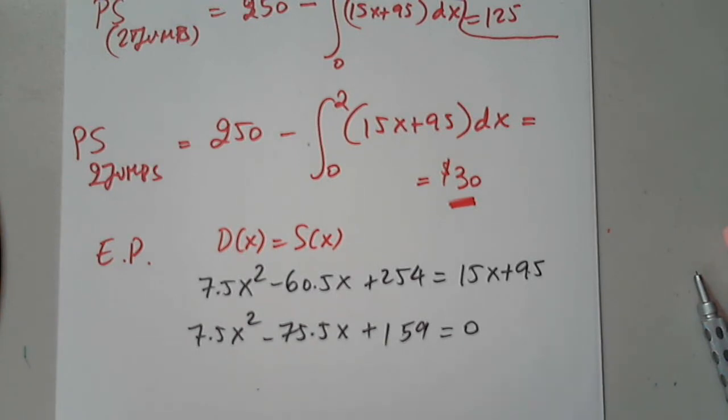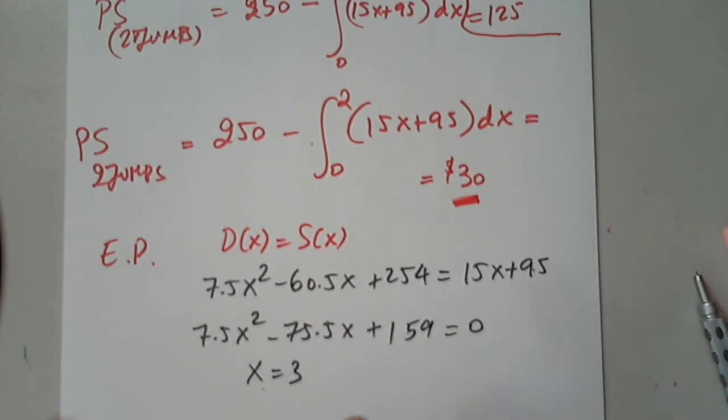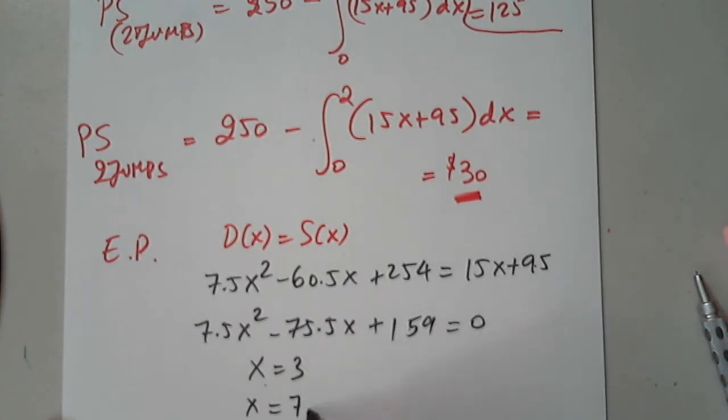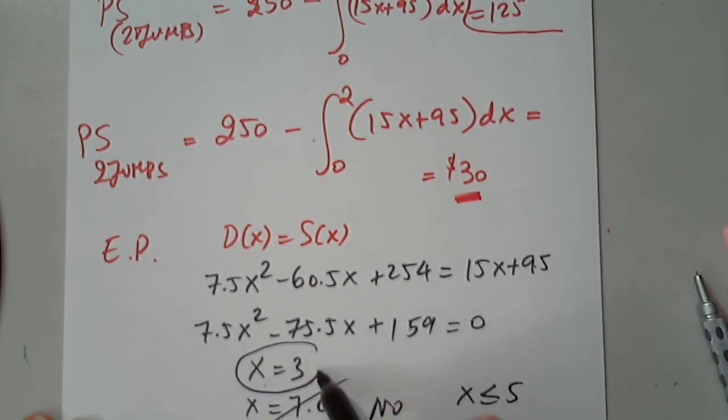So now solve. Okay, so x equals 3 jumps. They said not more than 5, so the other one, 7.06, you can disregard, because x has to be less than or equal to 5 as they told us. So this is the only answer.